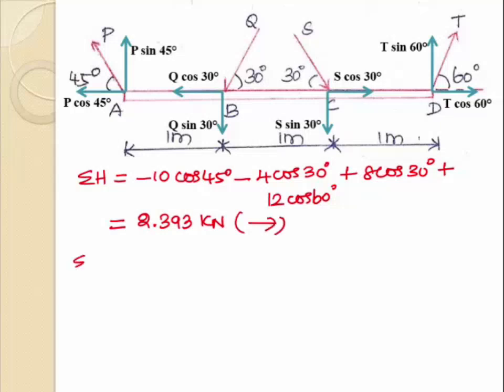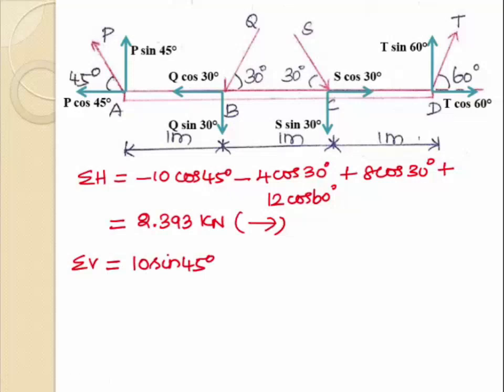Okay. So next we can calculate the summation V. To calculate the summation V, we can consider the vertical force components acting on the given object. So we can consider the forces acting in the positive y-axis direction with the plus sign, and we can consider the forces acting in the negative y-axis direction with the minus sign. Okay. So at point A, P sin 45 degree is acting in the positive y-axis direction. So P value is 10 sin 45.